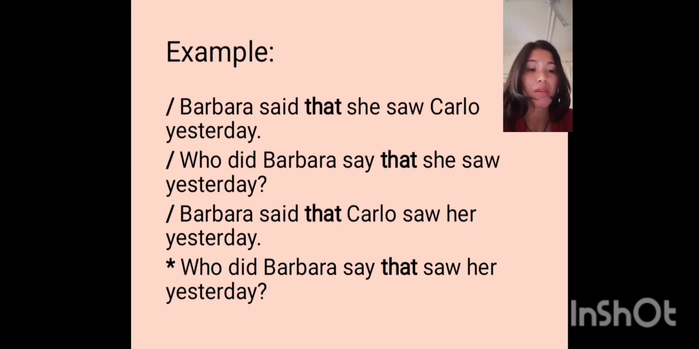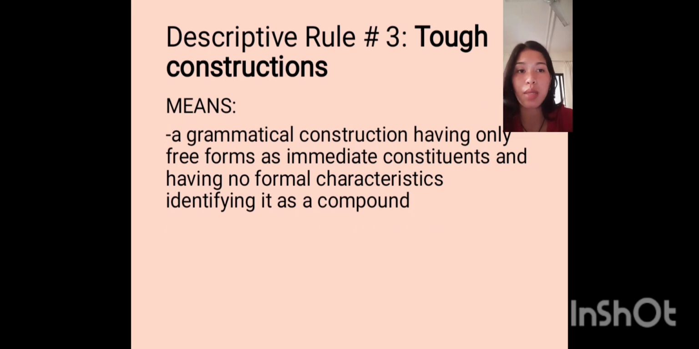So I think there's a missing word there, which is the word Carlo, and the word "that" is still present. As you can see, the rule bans the extraction of embedded clause subjects, but not objects, over a complementizer like "that." So the last sentence doesn't follow descriptive rule number 2, the that-trace effect. As you can see, we trace the word "that" in the sentence. Now let's proceed to descriptive rule number 3.